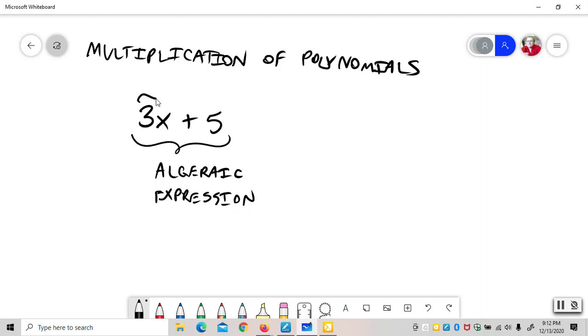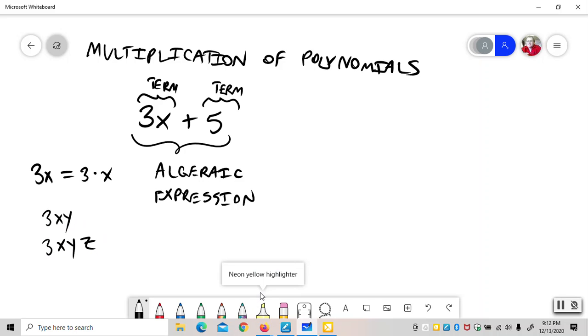And each part of it is a term. Anything that's connected by multiplication is a term. Different terms are connected to each other by addition or subtraction. So 3x is equivalent to saying 3 times x. That is a single term, just like 3xy would be a single term, 3xyz, what have you. And 5 is a term.